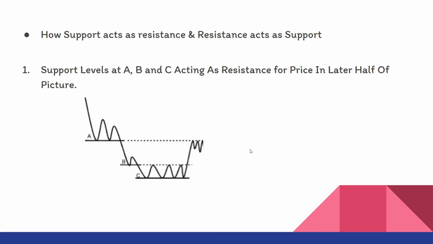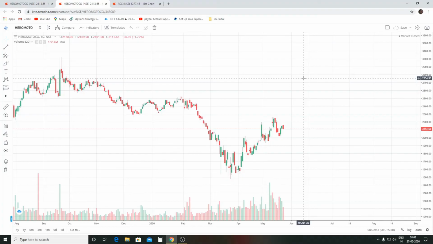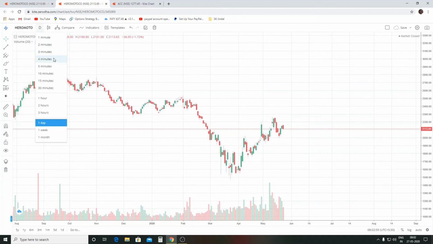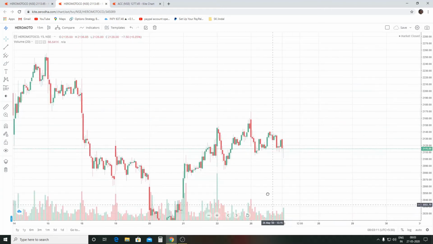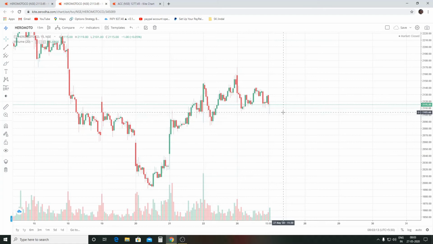Now we would look at some live examples, or some real-time examples, of how to draw support and resistance zones and see how support acts as resistance and resistance acts as support. So this is the chart of Hero MotoCorp on the daily time frame. If you are an intraday trader, then I would prefer setting the time frame to 15 minute or 13 minute to draw support and resistance zones. Now this was the price where Hero MotoCorp closed.